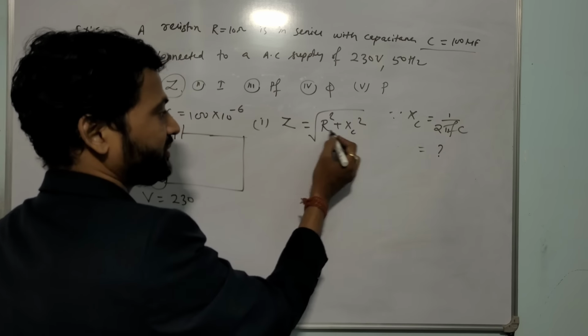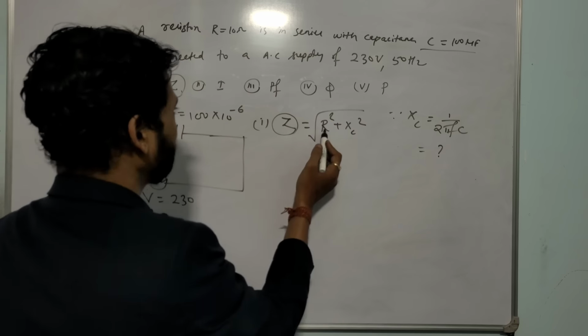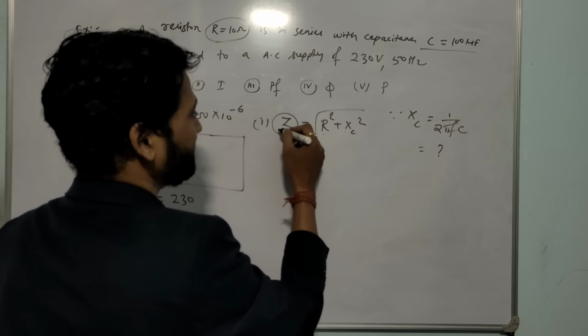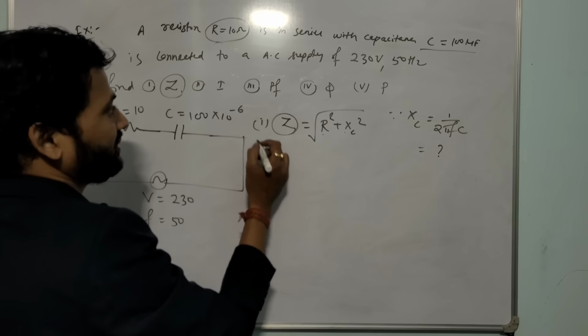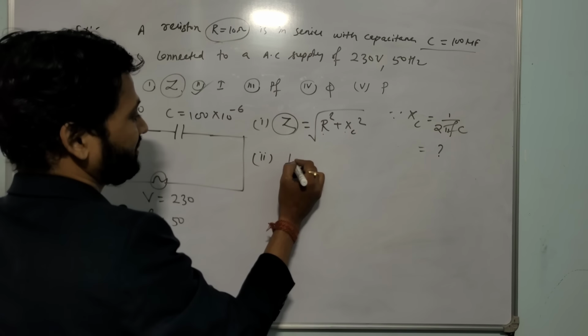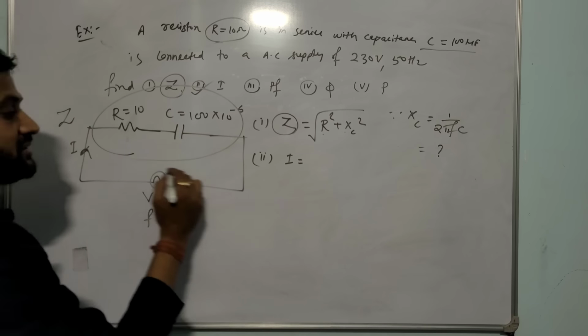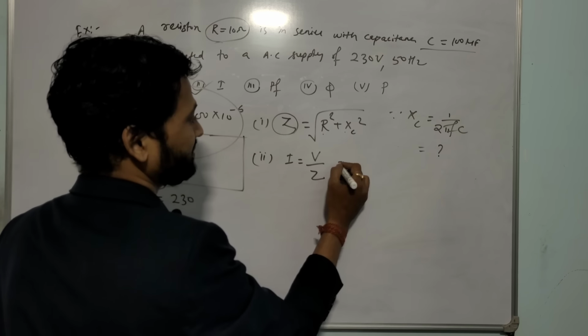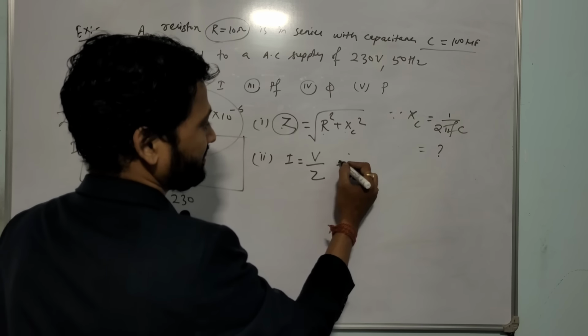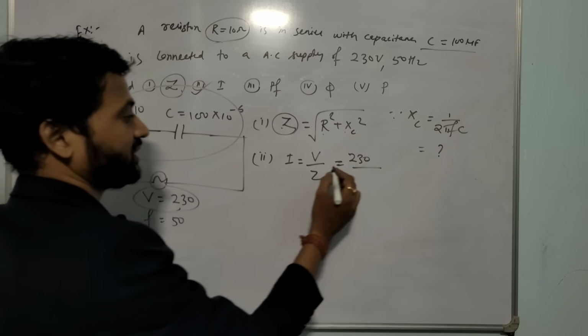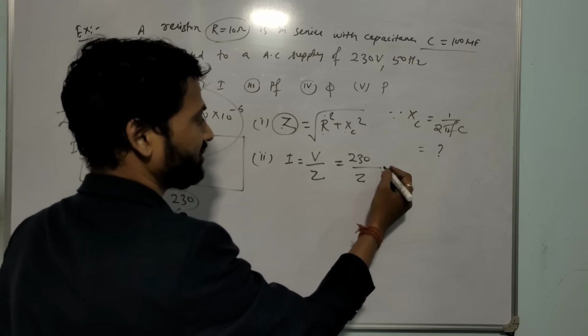जो आंसर मिलेगा यहाँ पे डाल दो, क्या मिल जाएगा? Z मिल जाएगा, क्योंकि R is given 10, जो भी XC मिलेगा यहाँ पे डाल दो, Z मिल जाएगा. ठीक है. सेकेंड बिट क्या है? करंट. करंट क्या है? टोटल वोल्टेज अपॉन टोटल अपोजिशन. टोटल अपोजिशन क्या है? इम्पीडेंस, so मतलब V by Z. तो Z तो यहाँ से मिला, V is 230, here V is 230, so 230 by Z, जो भी Z मिला यहाँ पे डाल दो आंसर मिल जाएगा.